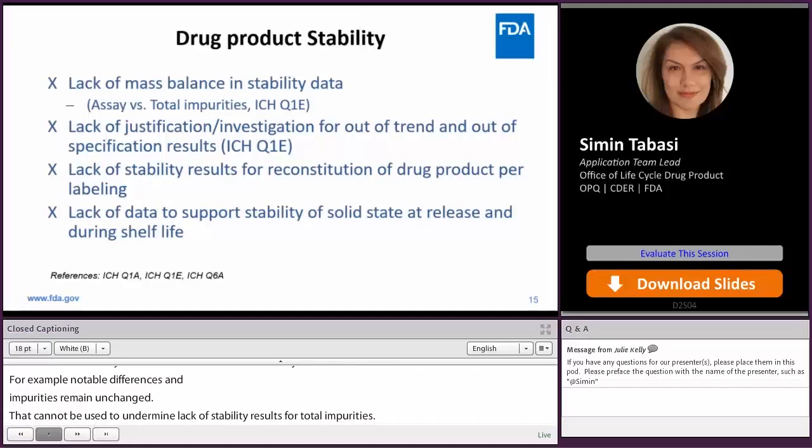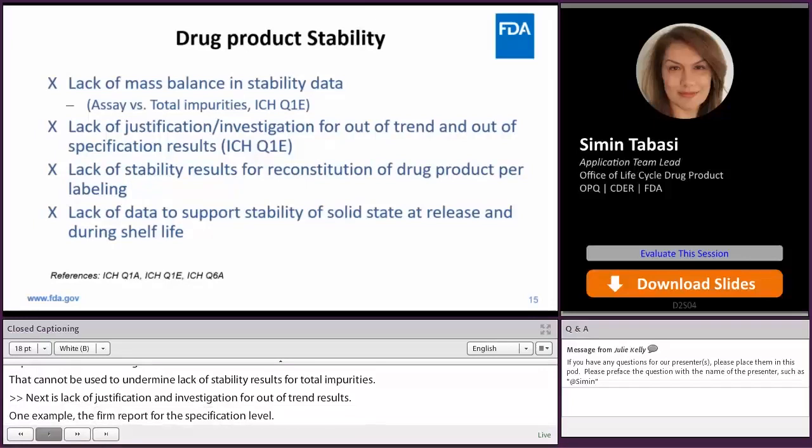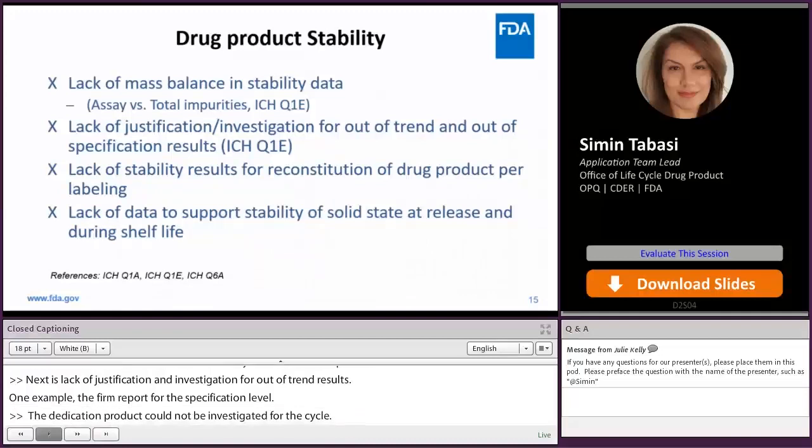One example is firm reports out-of-specification level of unidentified degradation product without being investigated. The justification, such as it was a one-time occurrence or the degradation product could not be isolated and investigated, adds more to the assessment cycle. Lack of stability results for reconstitution of drug product per labeling is another one.